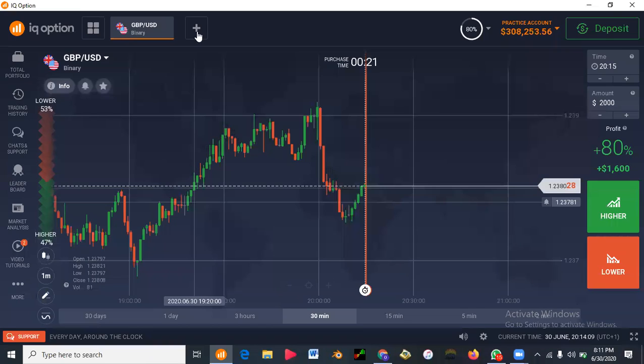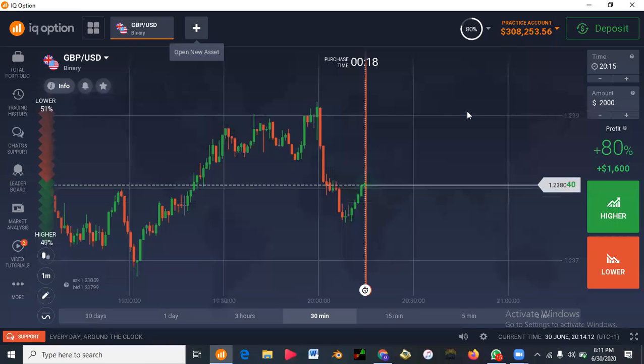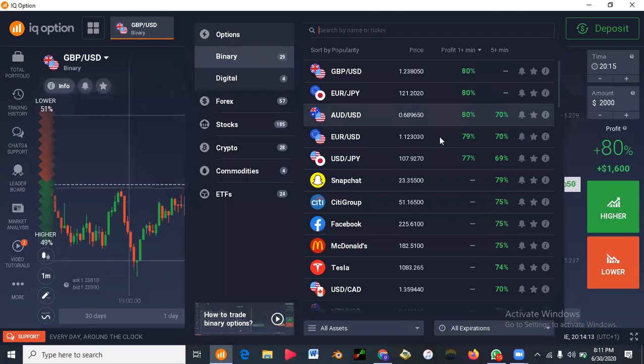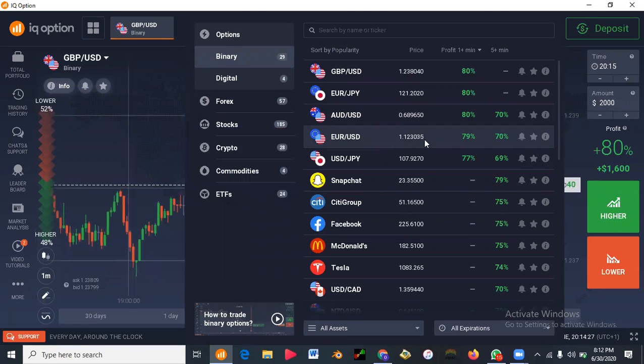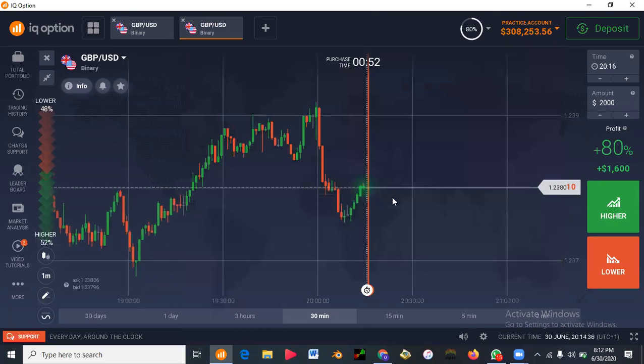So we just have to take, maybe my personal favorite is Euro USD, as I've said earlier. But the problem now is that this Euro USD is at 79%. When it's at 79%, I don't trade anything below 80%, because the profit is not really high. So I just prefer taking anyone with 80% and above. So I take GBP USD.